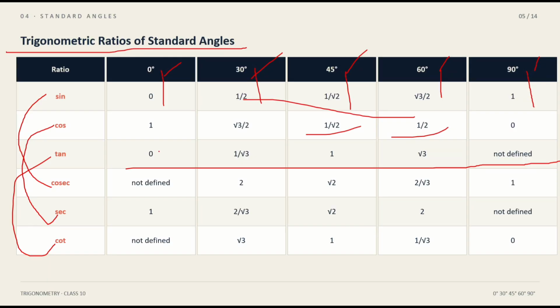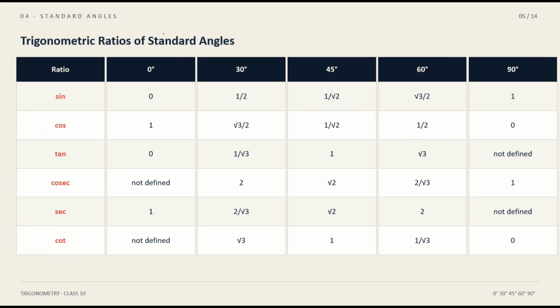In these trigonometric ratios we will study the ratios at the standard angles, that is 0 degree, 30 degree, 45 degree, 60 degree and 90 degree. We calculate all the values of sin, cos, tan and cosec at the different standard angles. Sin 0 is 0, sin 30 is 1 by 2, sin 45 is 1 by root 2, sin 60 is root 3 by 2, and sin 90 is 1.